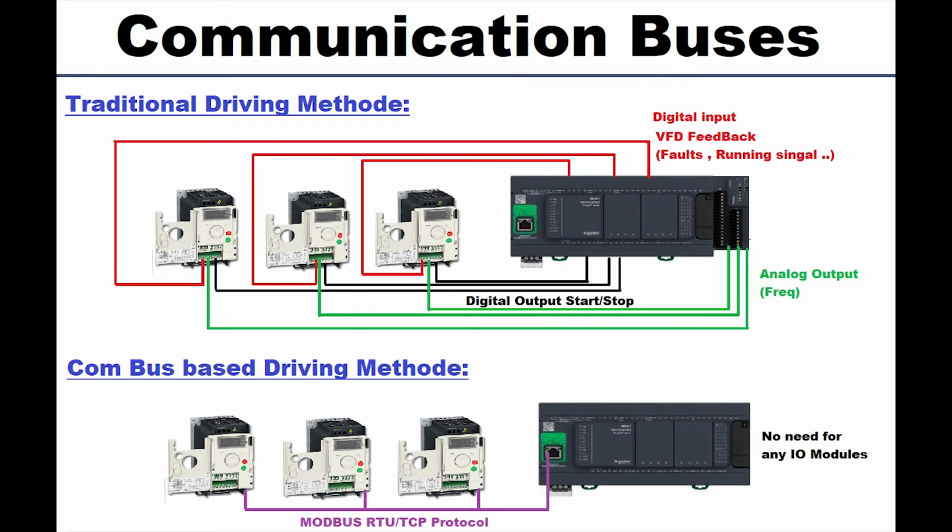So for 3 VFDs, we need about 9 signals. That means if the number of drives increases, the number of IO modules that we will need to use will also increase. That's a huge cost.